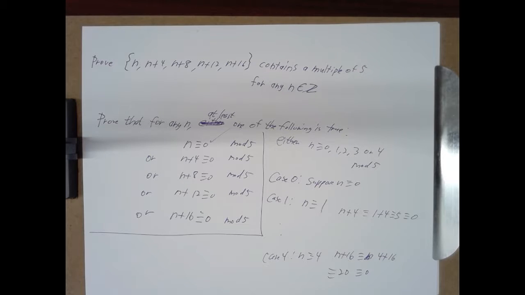Was it a finite set or an infinite set? A finite set containing n, n minus 1, no, n plus 4, n plus 8. I said mod 5. I said n plus 4 mod 5, n plus 8 mod 5.